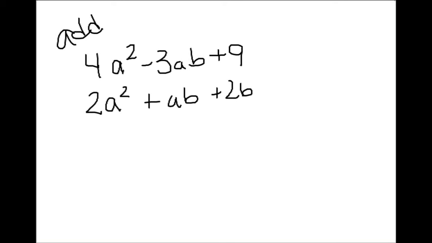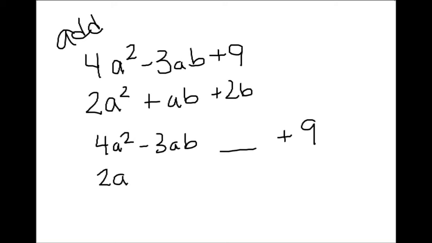Well, the first thing I want to do is write them so that I have everything kind of lined up. So I'm going to go 4a squared minus 3ab, and I'm going to skip a space, and then I'm going to do plus 9, and then my other polynomial is 2a squared plus ab plus 2b, and then nothing else.